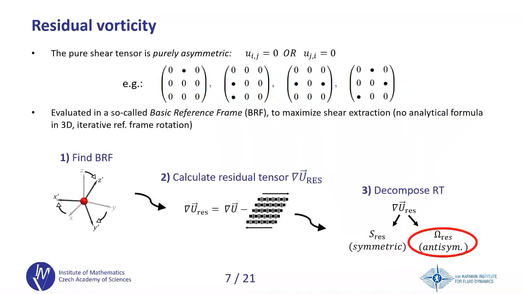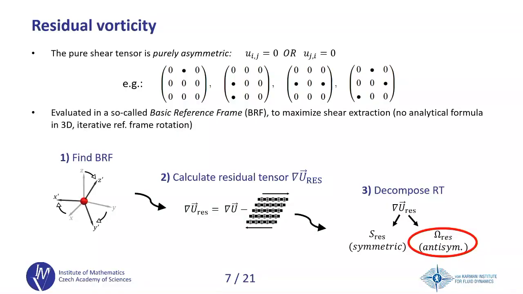So how do we actually obtain residual vorticity? This pure shear tensor was defined by Václav Kolář as a purely asymmetric tensor, and there are some examples of how this tensor can look. And we calculate this residual vorticity in 3 steps. In the first one, we need to find a basic reference frame. To make this decomposition unique, we have to perform it in a special reference frame. So that's the first step.